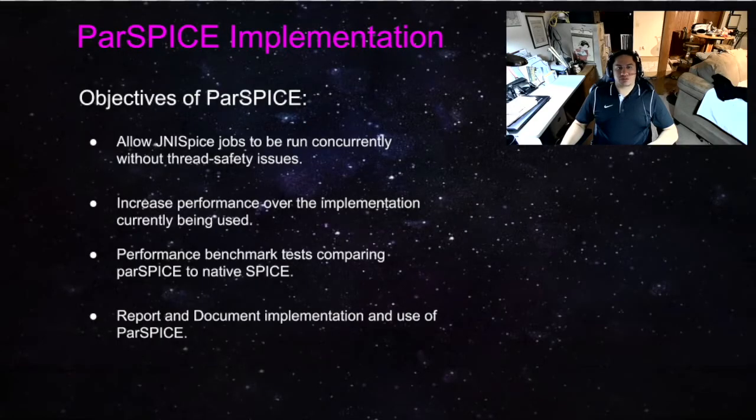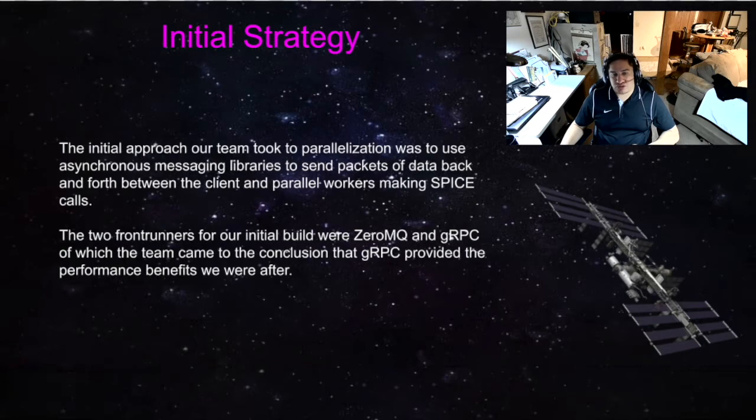The objectives of Parspice are to allow CSPICE jobs to be run concurrently without thread safety issues, increase performance of the implementation currently being used, run performance benchmark tests comparing Parspice to native SPICE, and report and document the implementation and use of Parspice. The initial approach our team took to parallelization was to use asynchronous messaging libraries to send packets of data back and forth between the client and parallel workers making SPICE calls. The two frontrunners for our initial build were ZeroMQ and gRPC, of which the team came to the conclusion that gRPC provided the performance benefits we were after.